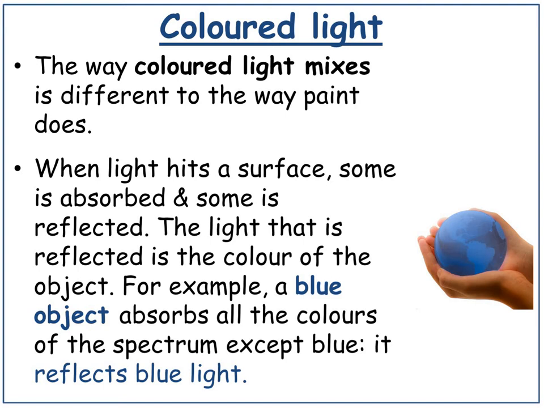The way coloured light mixes is different to the way paint does. When light hits a surface, some is absorbed and some is reflected. The light that is reflected is the colour of the object. For example, a blue object absorbs all the colours of the spectrum except blue, so therefore it reflects blue light.